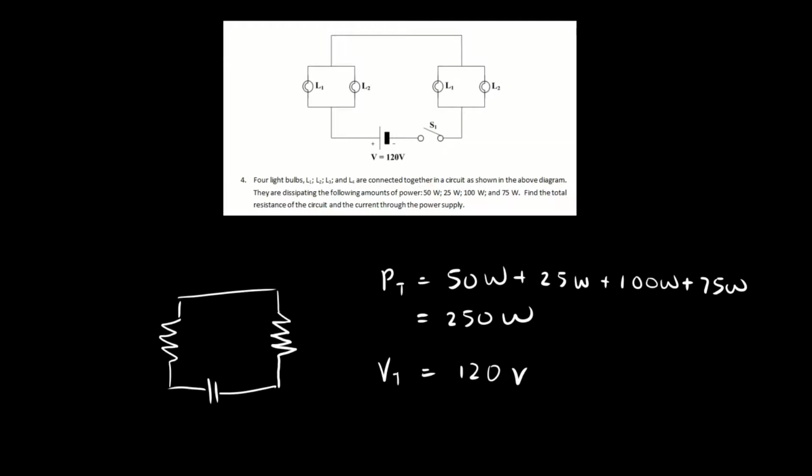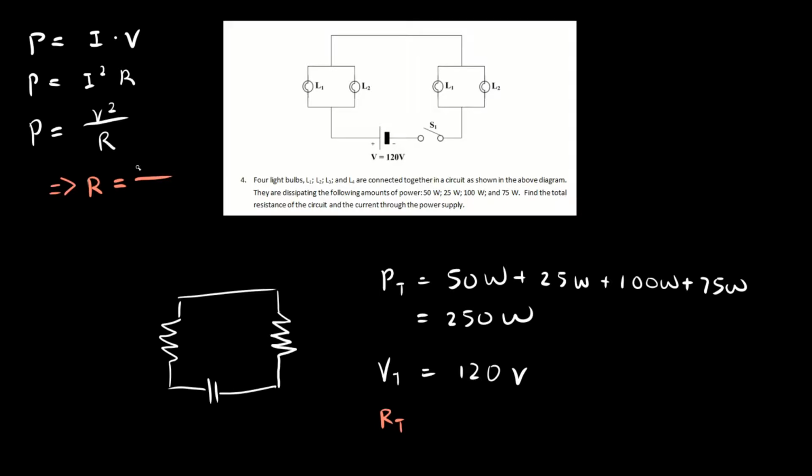Another one of our knowns is that the total voltage in this system is 120 volts. Now let's take a look at our power equations. We know that power is equal to our current times voltage. Power is also equal to the current squared times resistance. And lastly, power is equal to the voltage squared divided by resistance.